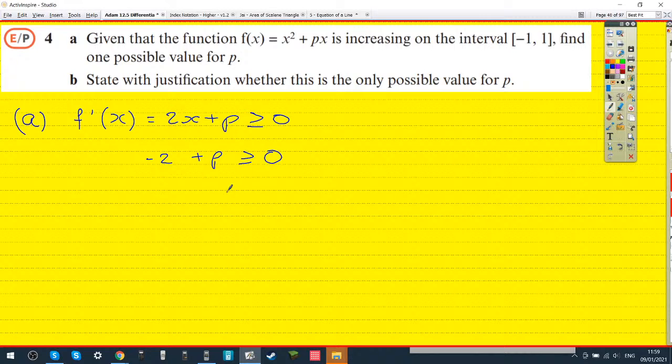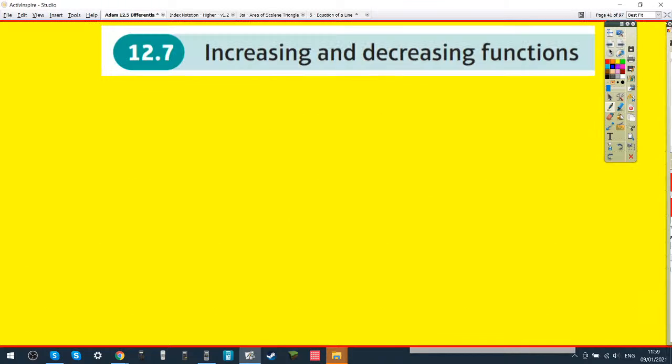Yeah. And so you had to pick the negative one. All right. What is p then? 2. Yeah, p is greater than or equal to 2. Is that right? Or p would just be 2, I think. Yeah. Okay.